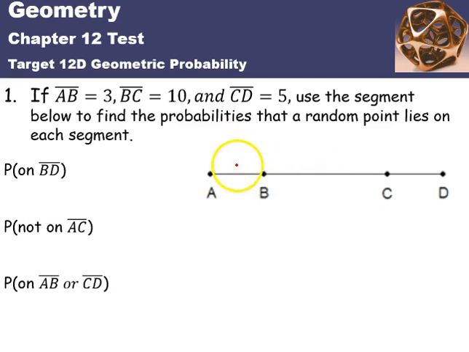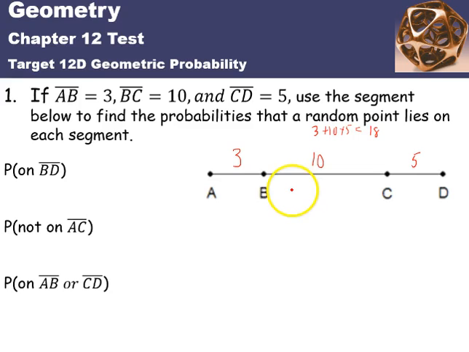So here we have a line segment, and we're given that AB is 3, BC is 10, and CD is 5. So the length of this whole thing is 3 plus 10 plus 5, which is 18. 13 and 5 is 18, yep.